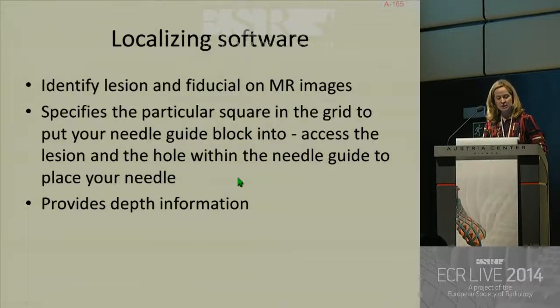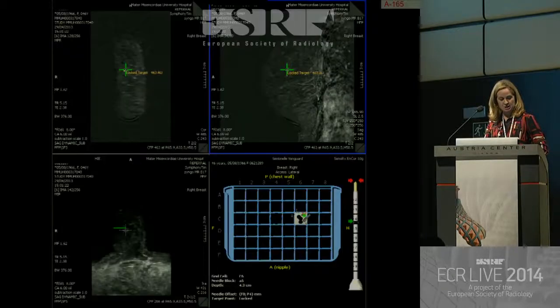You identify your lesion and your fiducial on your MR images, and then the software specifies the particular square in the grid to put your needle guide block into, and the hole within the needle guide block to place your needle. And it also gives you depth information.